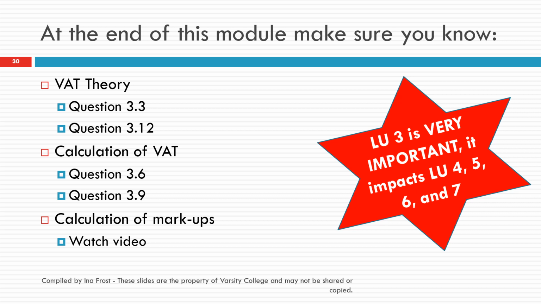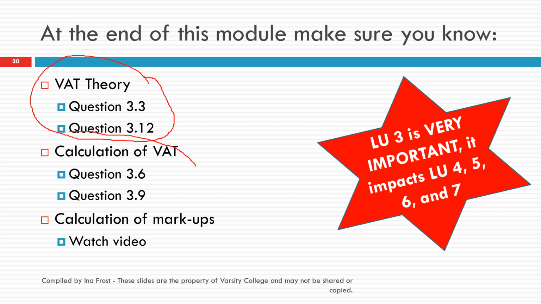So as I said, in Learning Unit 3, there are 3 key things that you need to know. You need to know your VAT theory. And if you need to practice that a bit more, you can try questions 3.3 and 3.12 in your textbook. And remember again, all the textbook questions, the solutions are at the back of your textbooks in Annexure A. So remember to mark your answer against the solution once you are done.